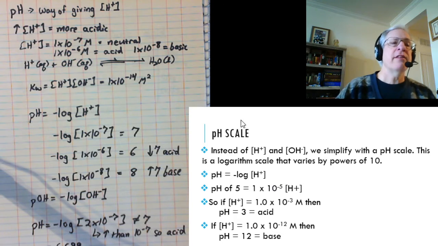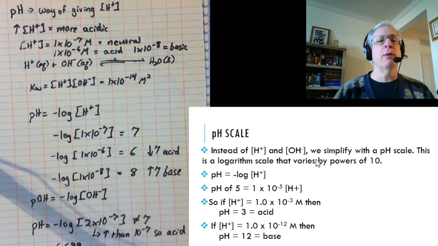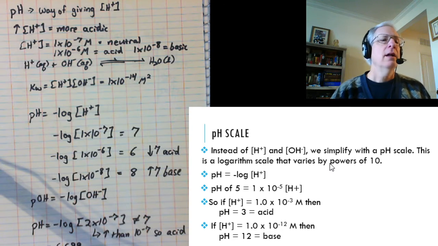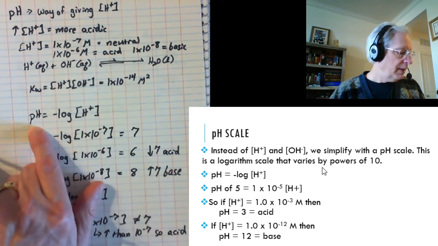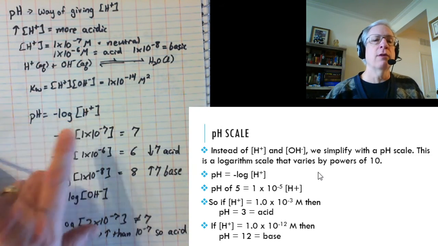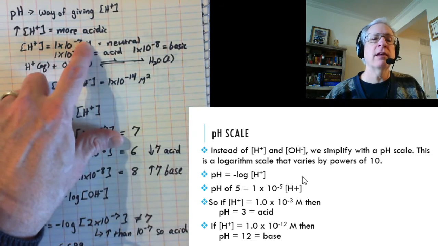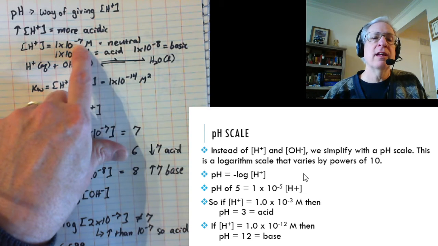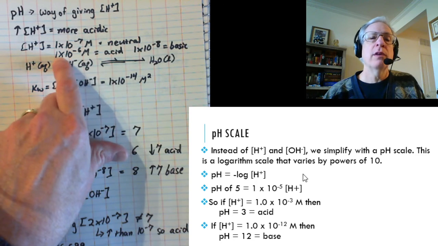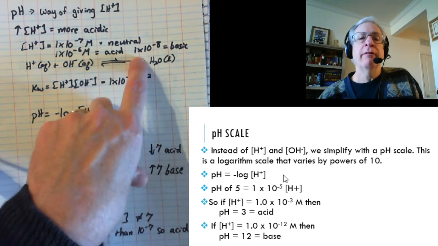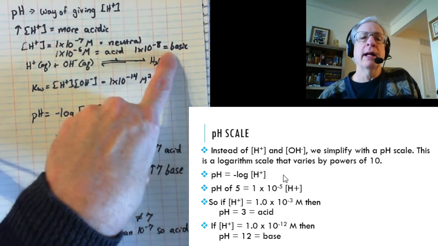All right, but instead of the concentrations, we simplify with what we call a pH scale. This is a logarithmic scale that varies by powers of 10. And pH is equal to the negative log of the hydrogen ion concentration. So as we said, if I increase hydrogen ion concentration, it's acidic. The standard hydrogen ion concentration when it is neutral is 1 times 10 to the negative 7th. If this number gets bigger, and 1 times 10 to the negative 6 is bigger than negative 7, it is acidic. If it was 1 times 10 to the negative 8, that would be smaller, and it would be basic.